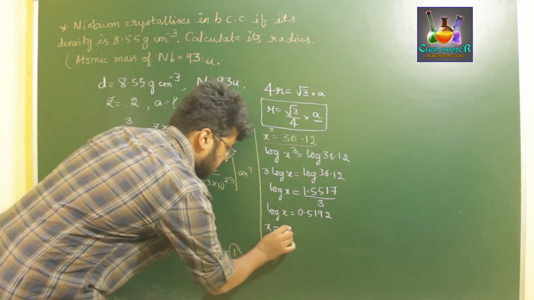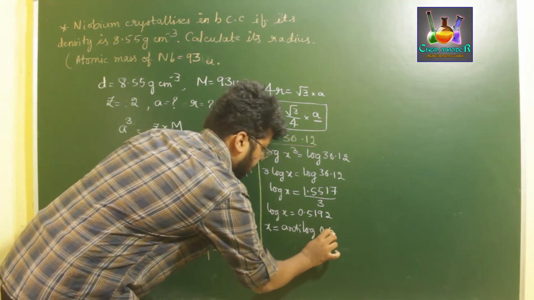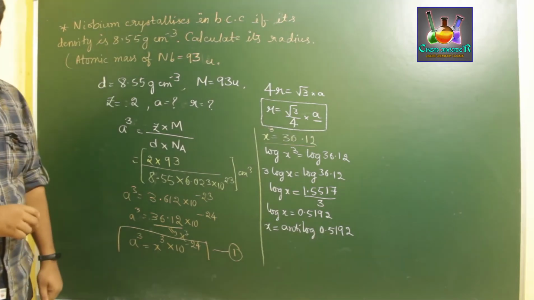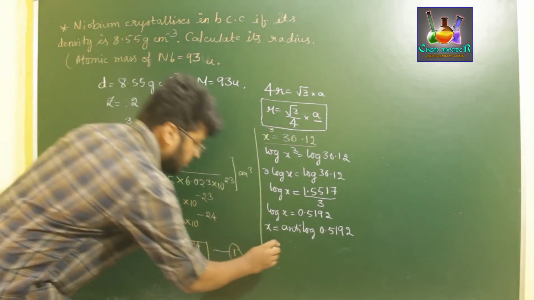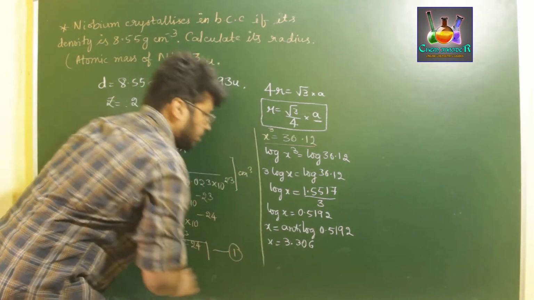So x gives us antilog of 0.5192. So antilog of 0.5192 is 3.306. So this is how we found the antilog.